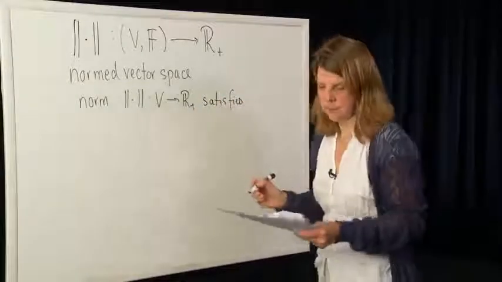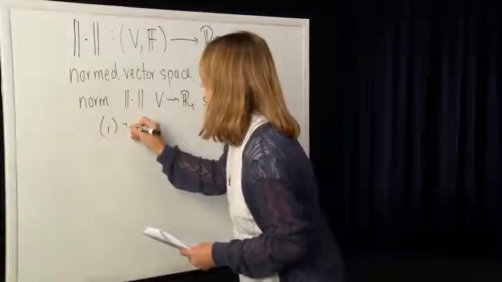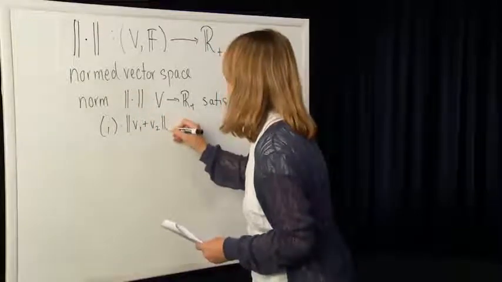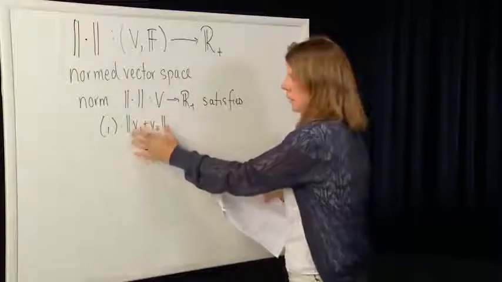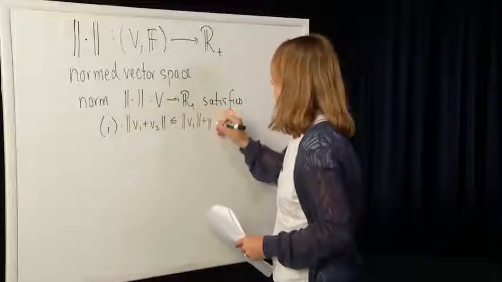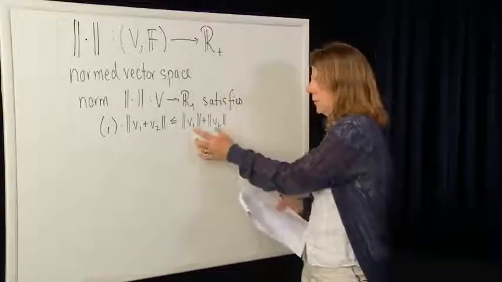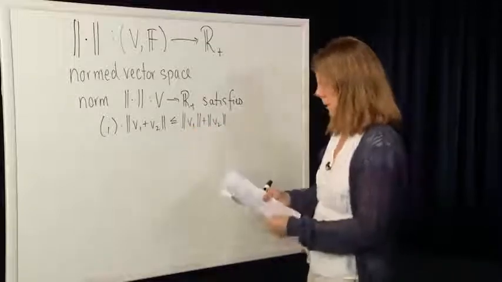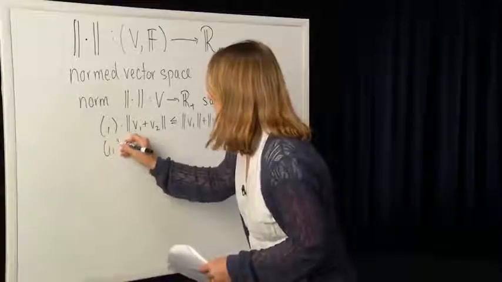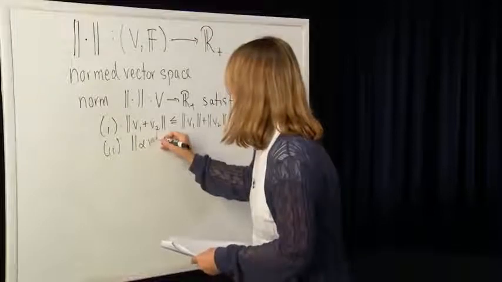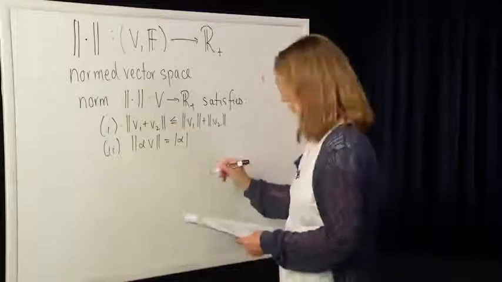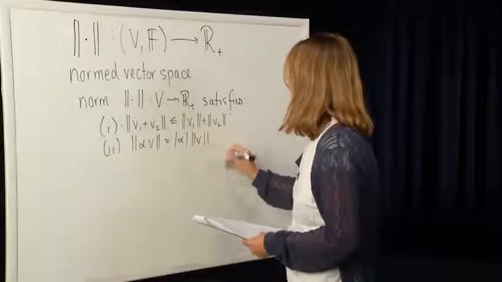the following properties. The first is called the triangle inequality, and that is that if you look at the vector sum of two vectors, V1 and V2 in V, and you take the norm, then that's going to be less than or equal to the sum in R plus of the norms of the individual vectors themselves. And that's true for all V1 and V2 in the vector space V. The second is that if you look at the norm of a scalar, alpha times the vector V in the vector space, then that's equal to the absolute value of the scalar times the norm of the vector V.